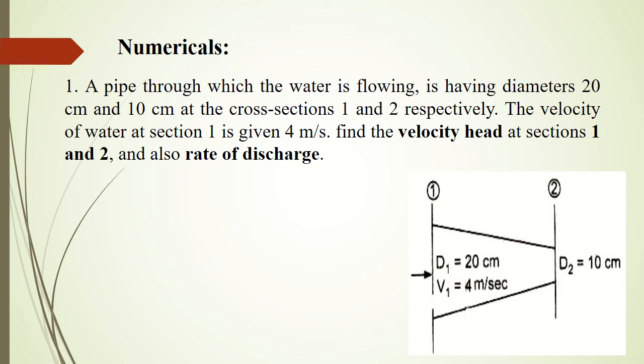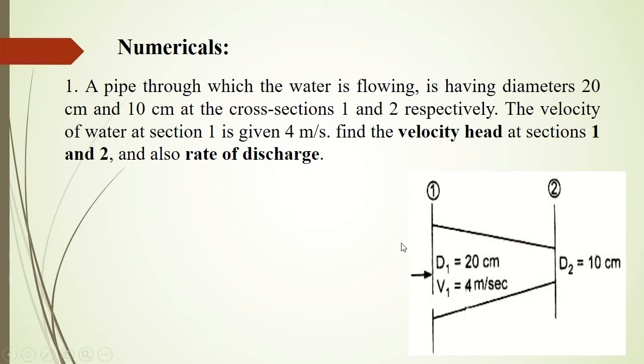The first problem: a pipe through which water is flowing has diameters 20 centimeter and 10 centimeter at the cross sections 1 and 2 respectively. The velocity of water at section 1 is 4 meter per second. Find the velocity head at section 1 and section 2 and also determine the rate of discharge.